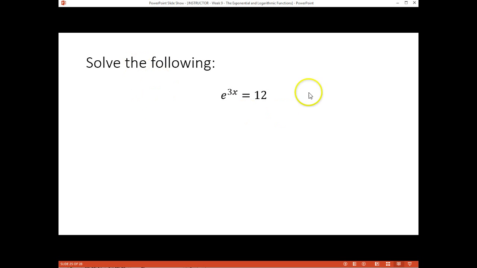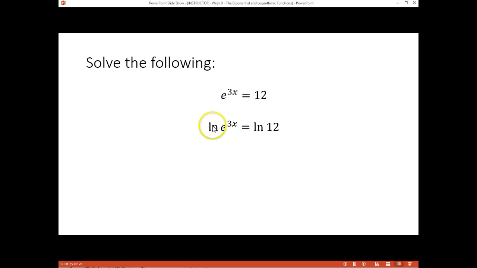Let's look at solving the following equation. I have e to the 3x is equal to 12. If you remember, we started solving exponential equations. We said let's try to match bases. Well, a lot of times we can't match bases, okay? So what do we do? This is where our logarithms come in. I notice I have e to the 3x. Well, I do know that the inverse function of e is the natural log. So I'm going to hit both sides with the natural log.